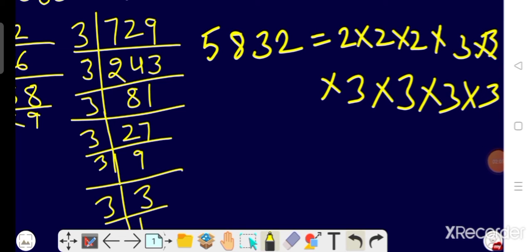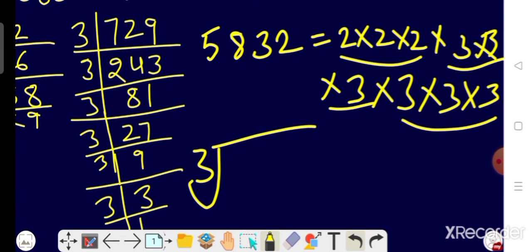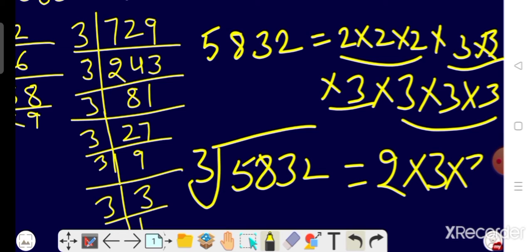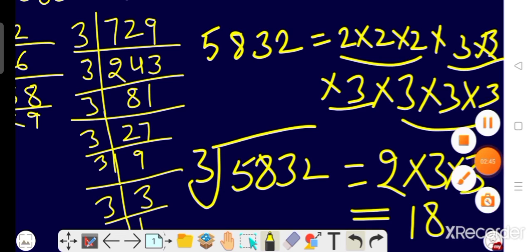Look here. Now we have to make groups of 3 of each prime factor of the given number. Here this is a group of 3 of the prime number 2, and this is a group of 3, and this is another group of 3. So the cube root of 5832 is equal to 2 multiplied by 3 multiplied by 3, and this is equal to 18. So the cube root of 5832 is equal to 18. Clear? Now we have to find the cube root of 3375.